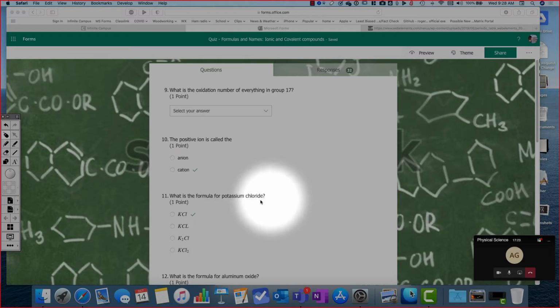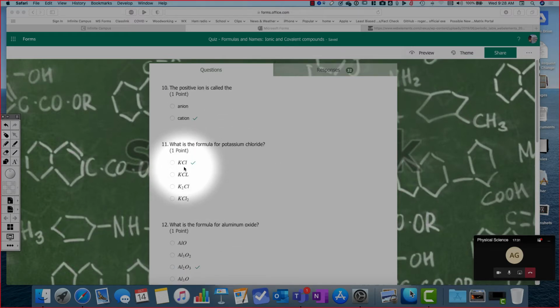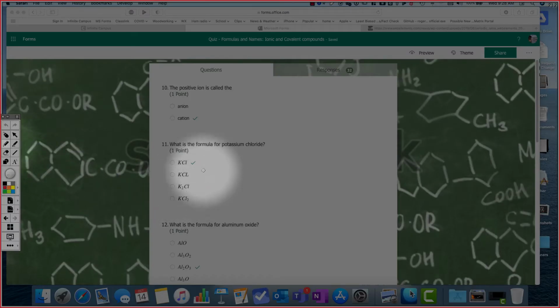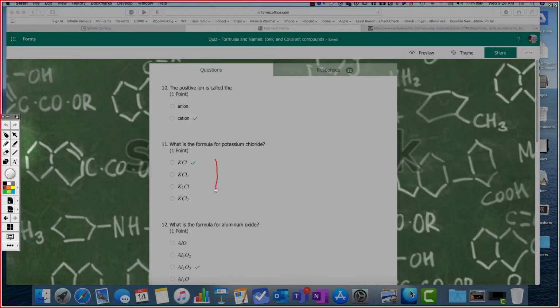Okay? The positive ion is called the cation. The anion is the negative ion. The formula for potassium chloride is going to have to be gained from, there we go, I forgot it, from here. We have potassium is +1, chlorine is -1. So if I come back here, we have potassium, okay, using the mouse, sorry, and chlorine. We write the oxidation numbers. And then I get ready to write the formula.